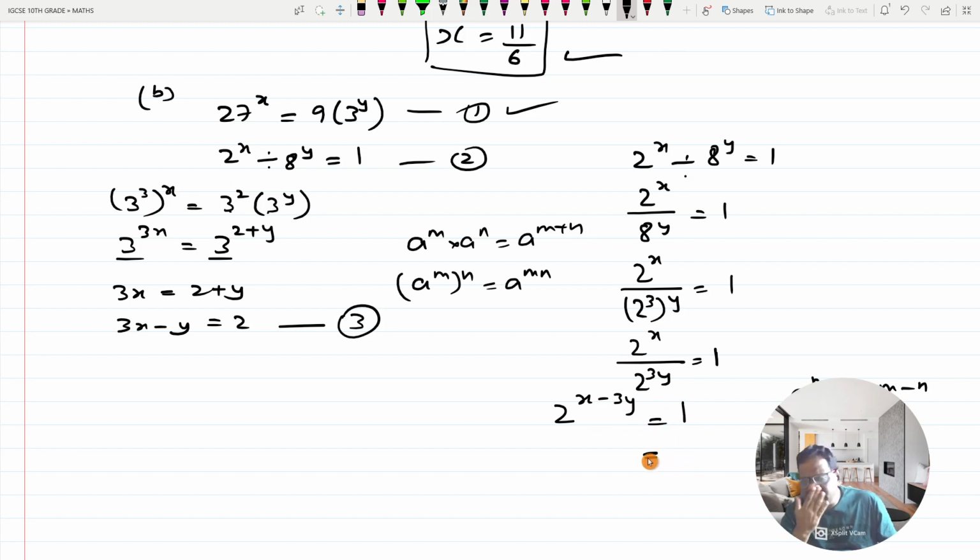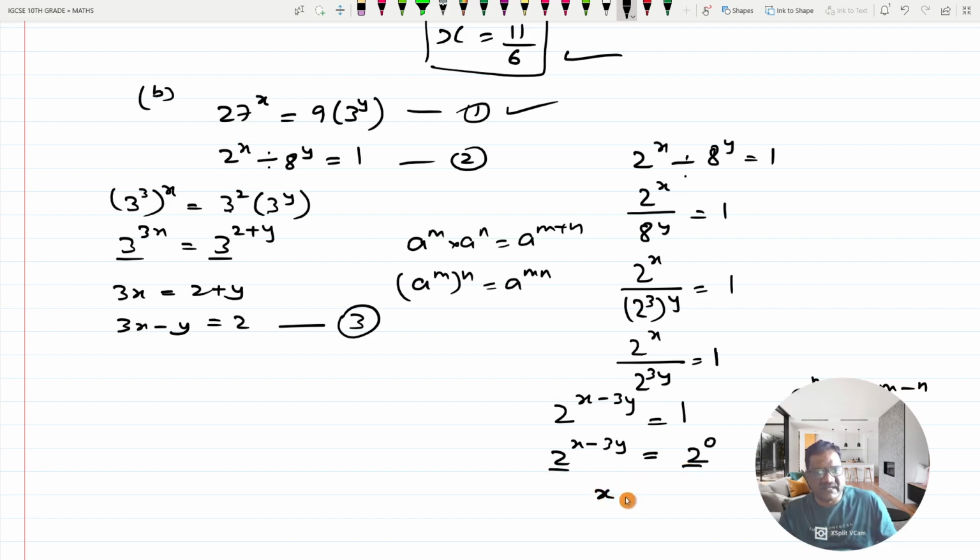This 1 can be written as 2 raised to 0 because anything raised to 0 is 1. So here I am using that law, anything raised to 0 is equal to 1, or a raised to 0 is equal to 1. So 2 raised to 0 is equal to 1. Now here there was already 2 raised to x minus 3y. Now you can see that here the bases have become same.